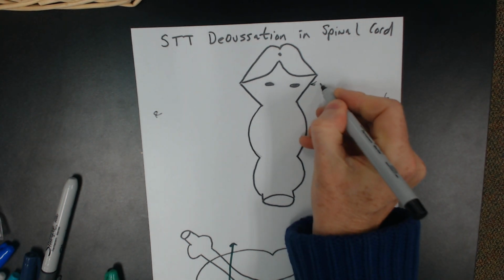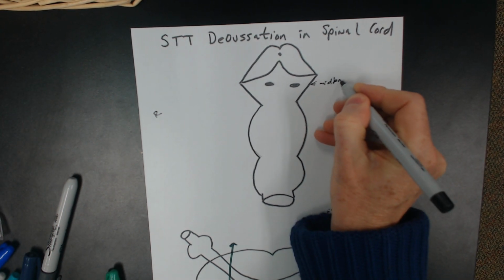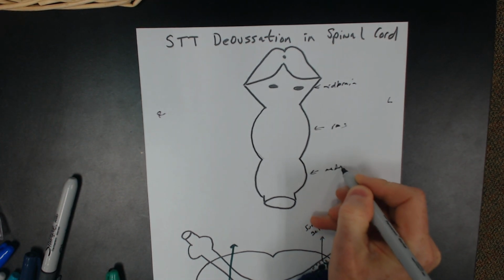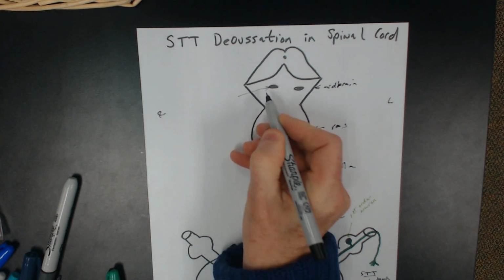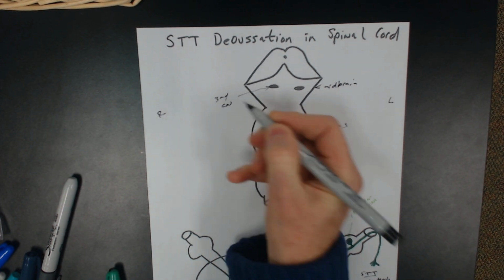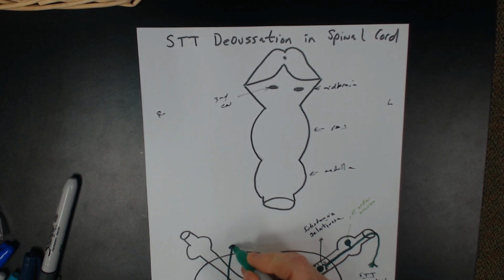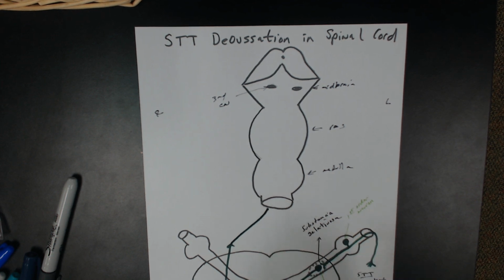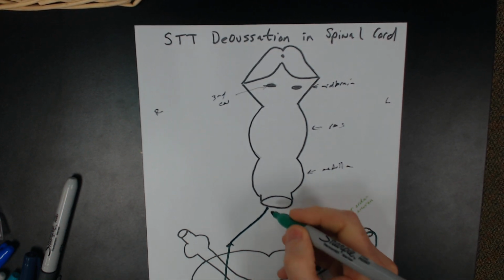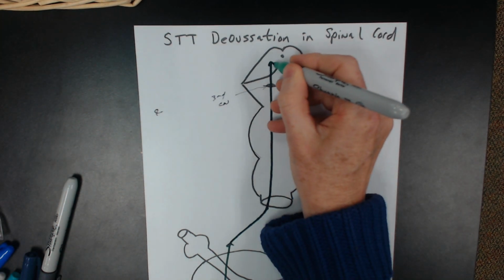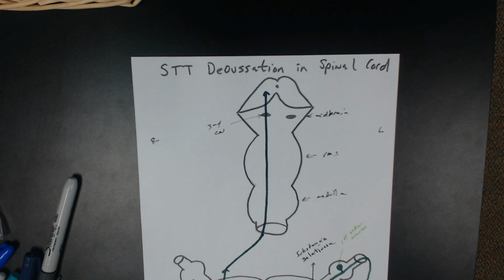brain stem. So here's my midbrain, my pons, and my medulla. There's my third cranial nerve. And there's my cerebral aqueduct. So the STT travels all the way up the spinal cord here, goes through the medulla, stays on that opposite side, and travels all the way up through the level of the midbrain. Okay, all the hard stuff's already done.